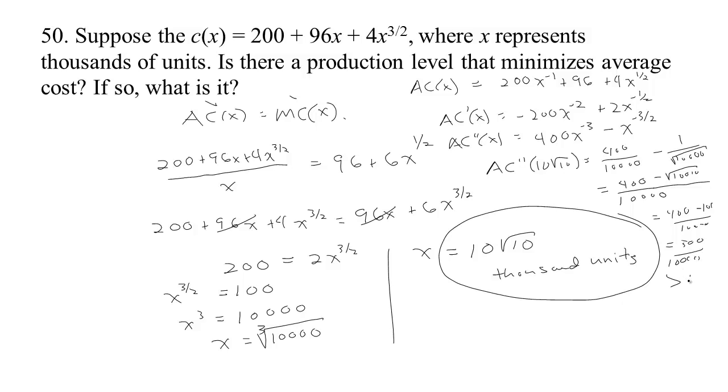The important point is that's a positive number, which means if we look at the average cost at this point, it's concave up because the second derivative is positive at this location. So the function's concave up, so we do know that that's a minimum. Okay, so that production level minimizes cost.